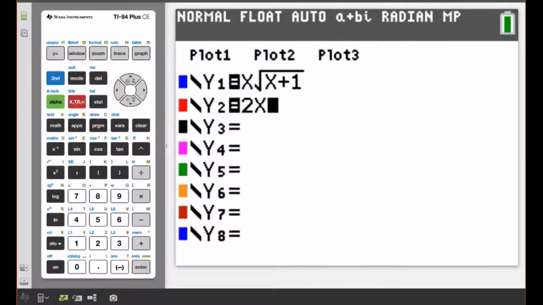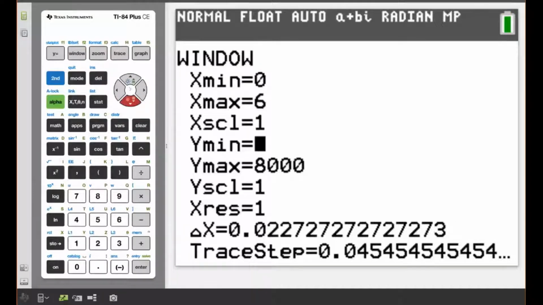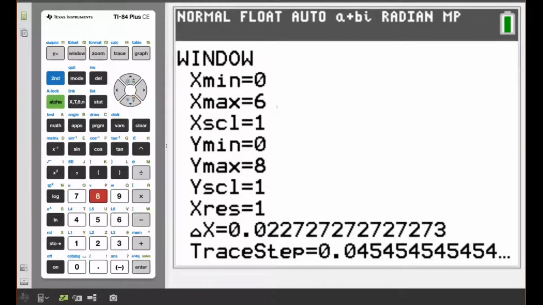Now again, I need to set up my window. In this case, I'm going to set it up from 0 to an x value of around about 6. And I'm going to set up y to around about 8 from here. So I'm going to graph that.